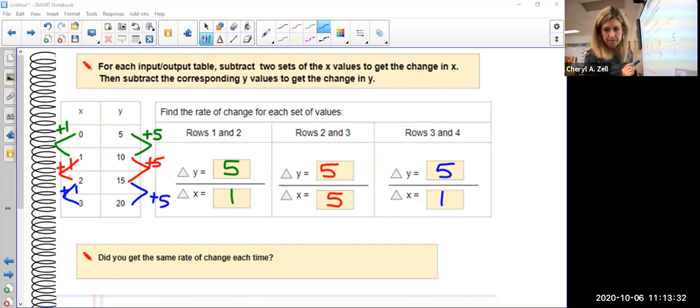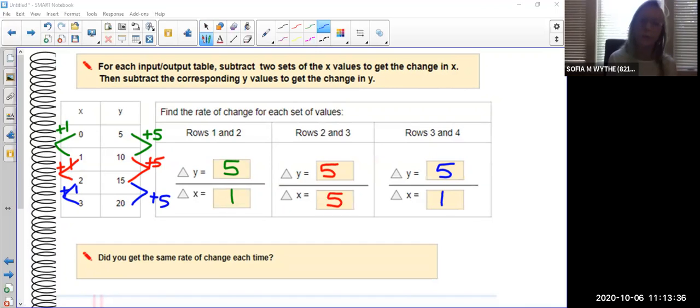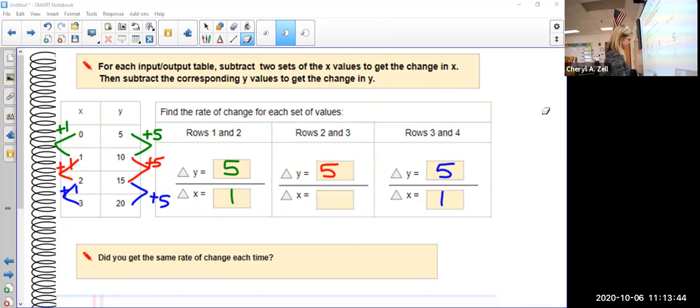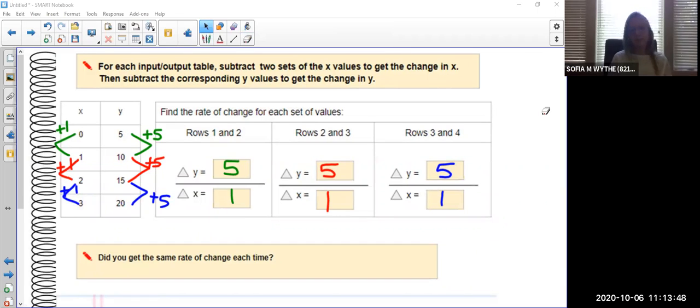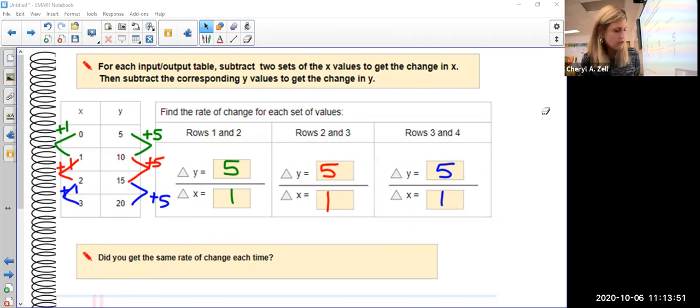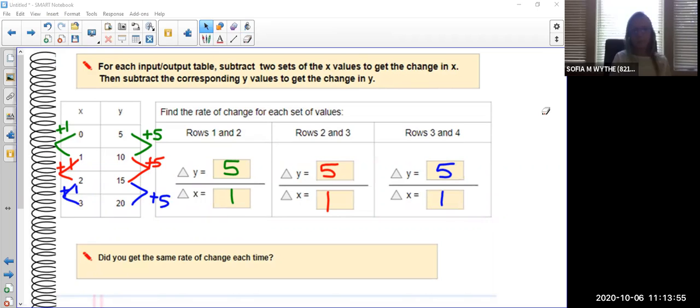Oh, why'd you put a 5 in the rows 2 and 3, like for x? For rows 2 and 3, you put, yeah. You are so good. Thank you so much. No problem.